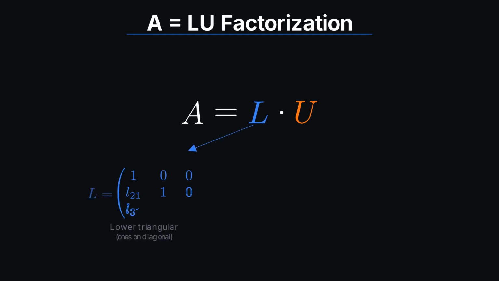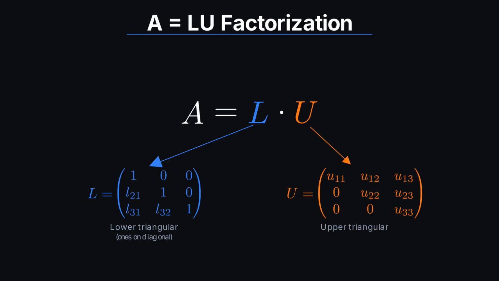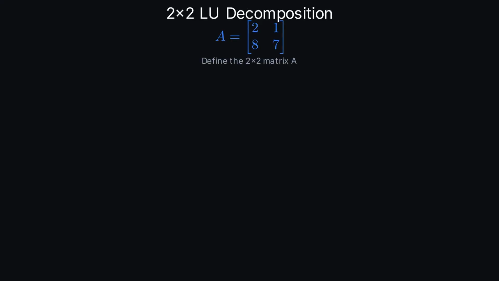Any matrix A factors into a lower triangular matrix L times an upper triangular matrix U. L has ones on the diagonal and the multipliers below it, while U has entries on and above the diagonal. Let's see where this comes from. Start with the smallest case, 2 by 2.